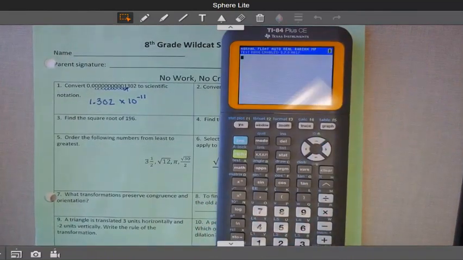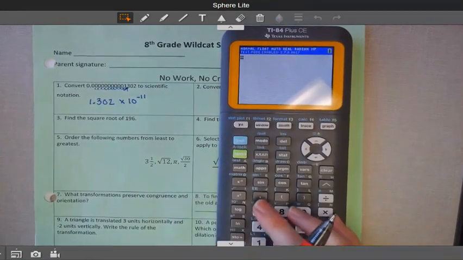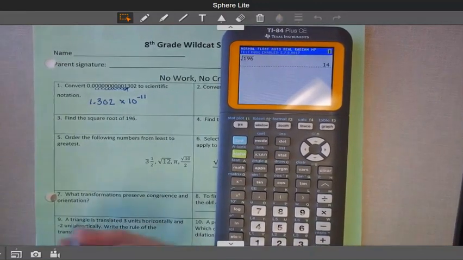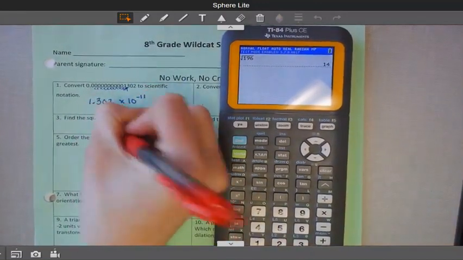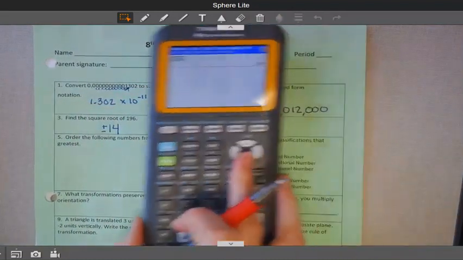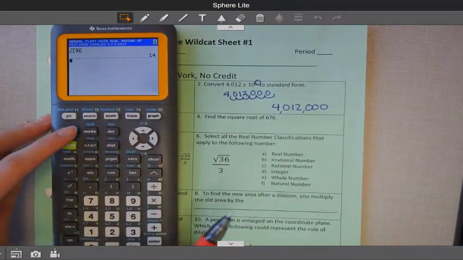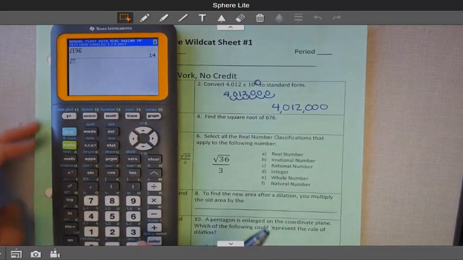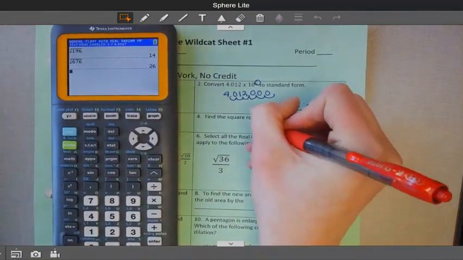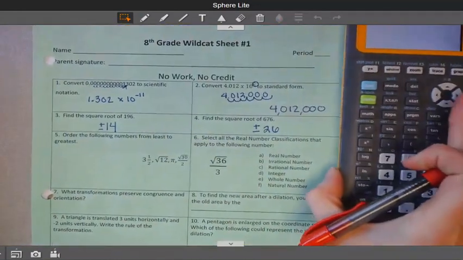Okay. Number 3, find the square root of 196. Well, this one should be one of the easiest questions because I'm literally just entering it in the calculator. To get the square root, we're going to hit second, which is the blue button, x squared, type in 196, and I get 14. Now remember, square roots can either be positive or negative, so it's plus minus 14.